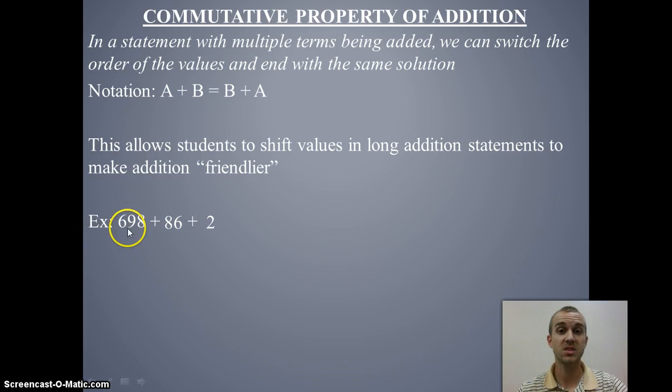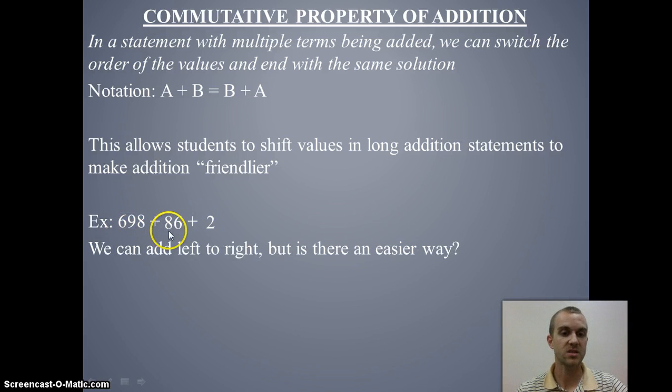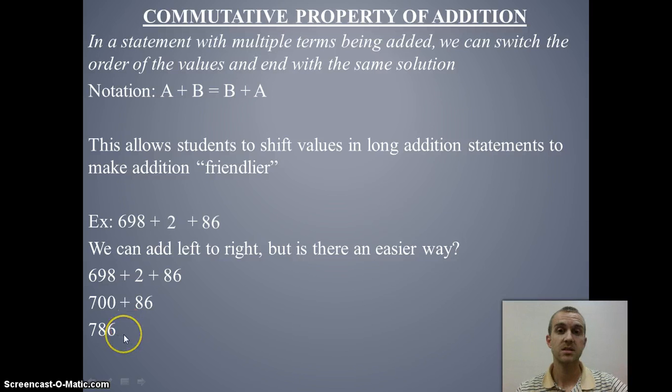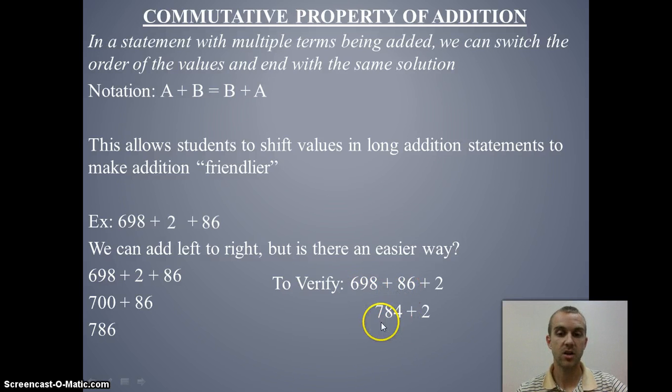So if I look at this problem, 698 plus 86 plus 2, well, I can add 698 plus 86, but there is an easier way. If I flip the 86 and the 2, now if I look and say 698 plus 2 is much simpler because that gives me 700, 700 plus 86, 786. And I can verify again. 698 plus 86 is 784, 784 plus 2, 786.